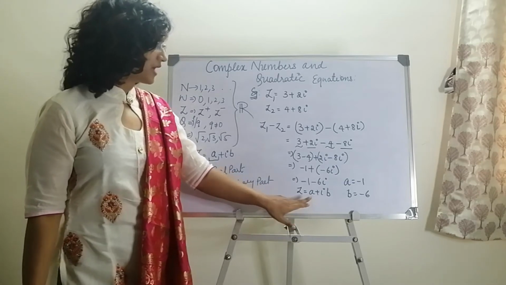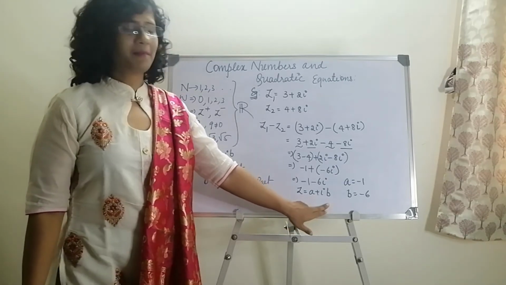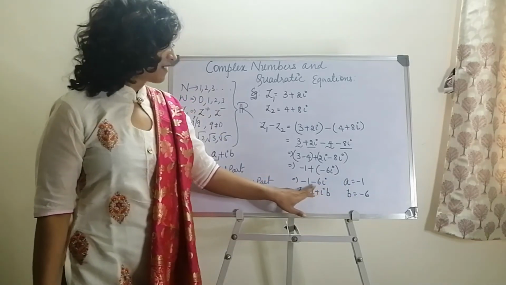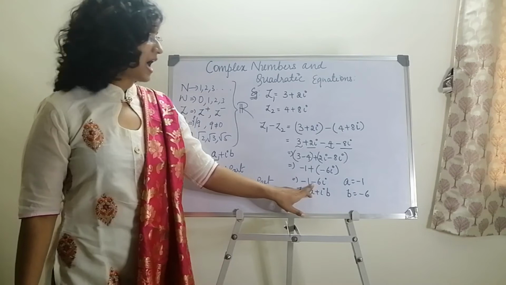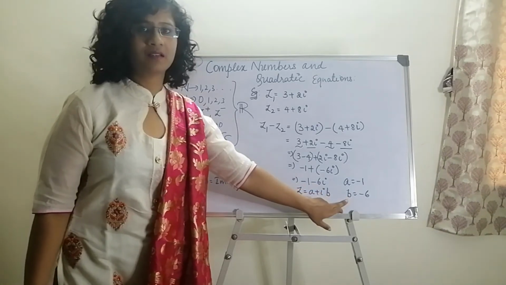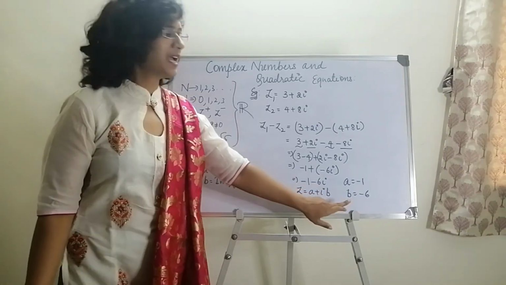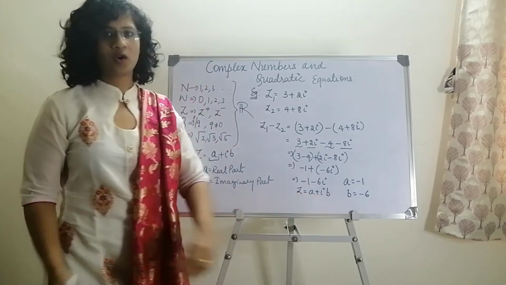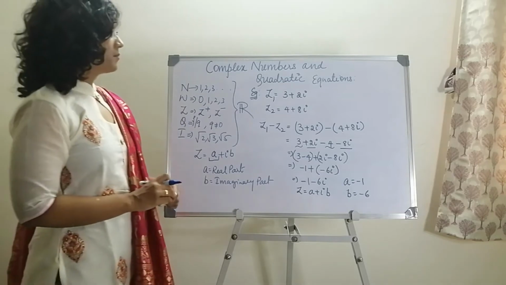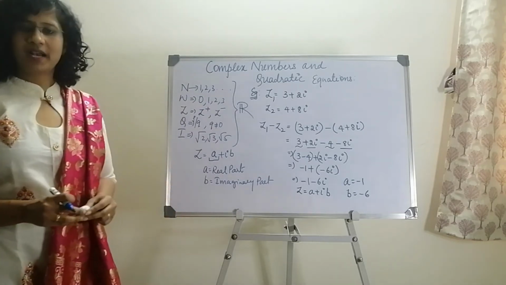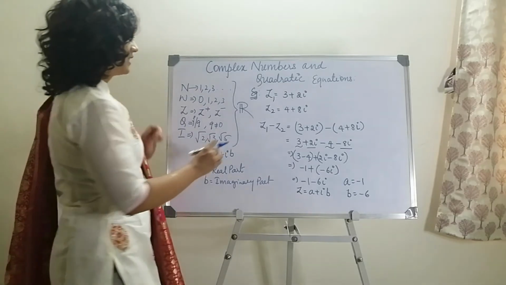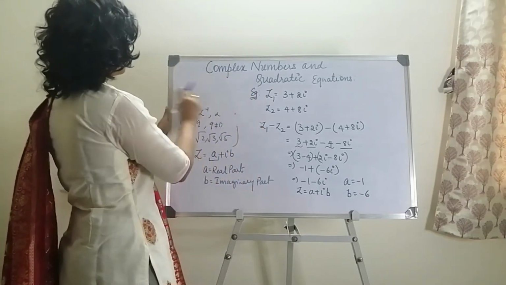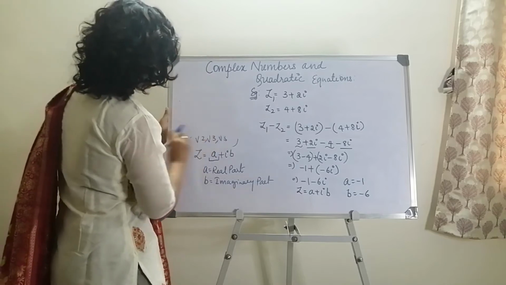But whenever you write your real term and imaginary term, please be very careful with them. Since I have a minus 6 in between, I will write my part b, that is, my imaginary part, with a minus 6. Hope you all understood. Now, before we come to multiplication and division, there is something very, very important that we all have to understand. What is that part?